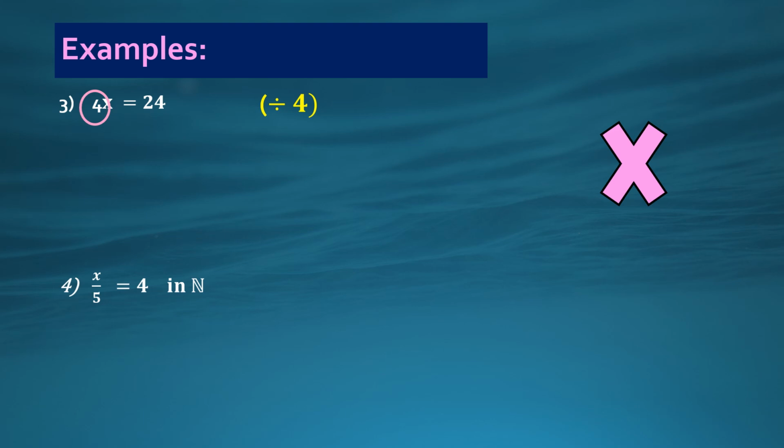So the left side will be 4x divided by 4 equals 24 over 4. Now you will cancel the 4 on the left side with its denominator to be x, and the right side will be 6. And the solution set of this equation will be equal to the set of 6.